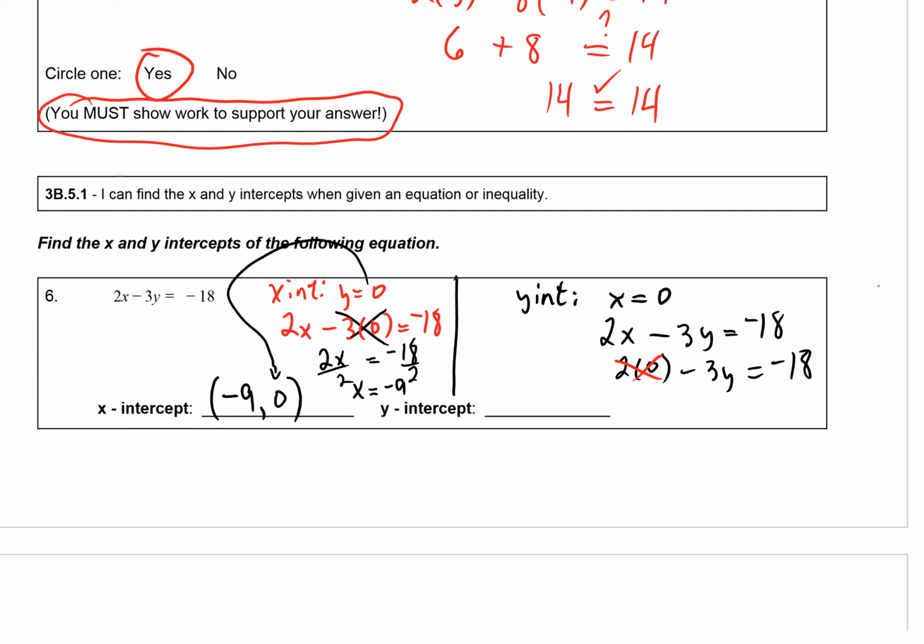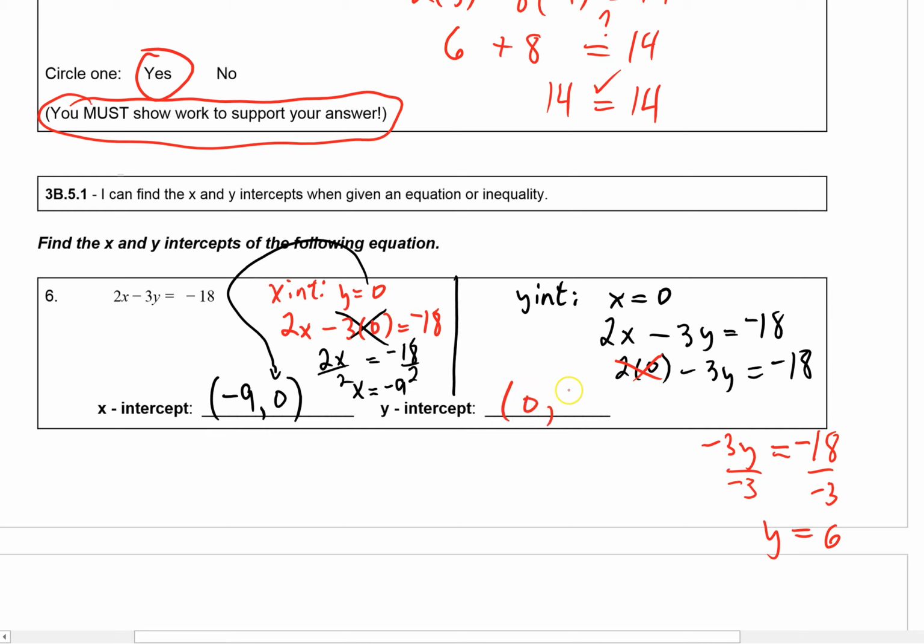Please, please be careful. On the left side, you just don't have the 3y. It's a negative 3y. That negative did not disappear. And then we would divide by a negative 3. And negative 18 divided by negative 3 is a 6. So our point with x equaling 0 right here, we'd get 0, 6.